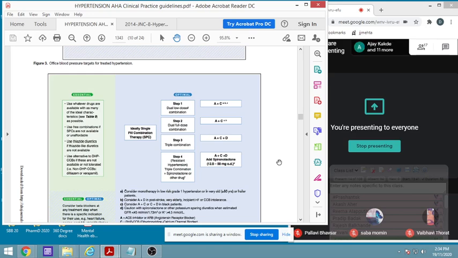Use whatsoever drug is best for that particular condition. Use the pre-combination if the drugs are not available in single format, then go for that. Then use a thiazide derivative, because I told you thiazide is always the first recommendation, or the first line. Use an alternative to dihydropyridine CCBs if these are not available or if they are not tolerated in persons. So what do we start with? Usually we go for SPC, that is single pill combination therapy, ideally.